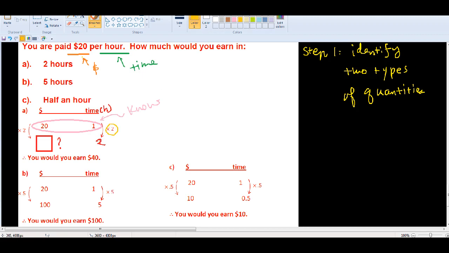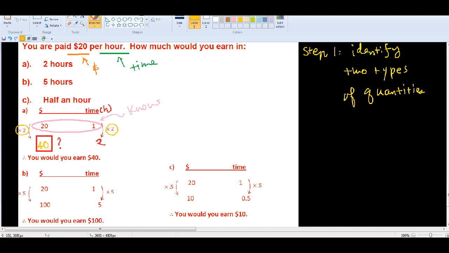If the time is times 2, because it is direct proportion, we know the other quantity must be increased by the same proportion. That's what we call direct proportion. So if the quantity of time is increased by times 2, then the other quantity, which is the amount you are going to be paid, should also be times 2. So that makes it 40 right here. So that's how we do it.